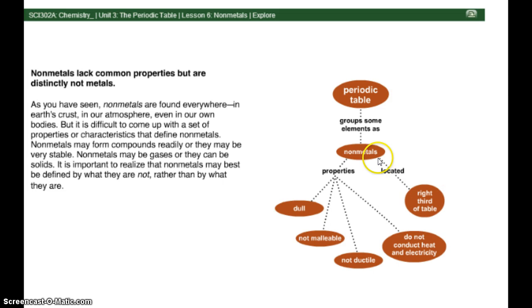It is important to realize that nonmetals may best be defined by what they are not, rather than what they are. So, properties. They are dull, not malleable, not ductile, do not conduct heat and electricity, and they're in the right side of the periodic table, except of course for hydrogen, which is way on the left.